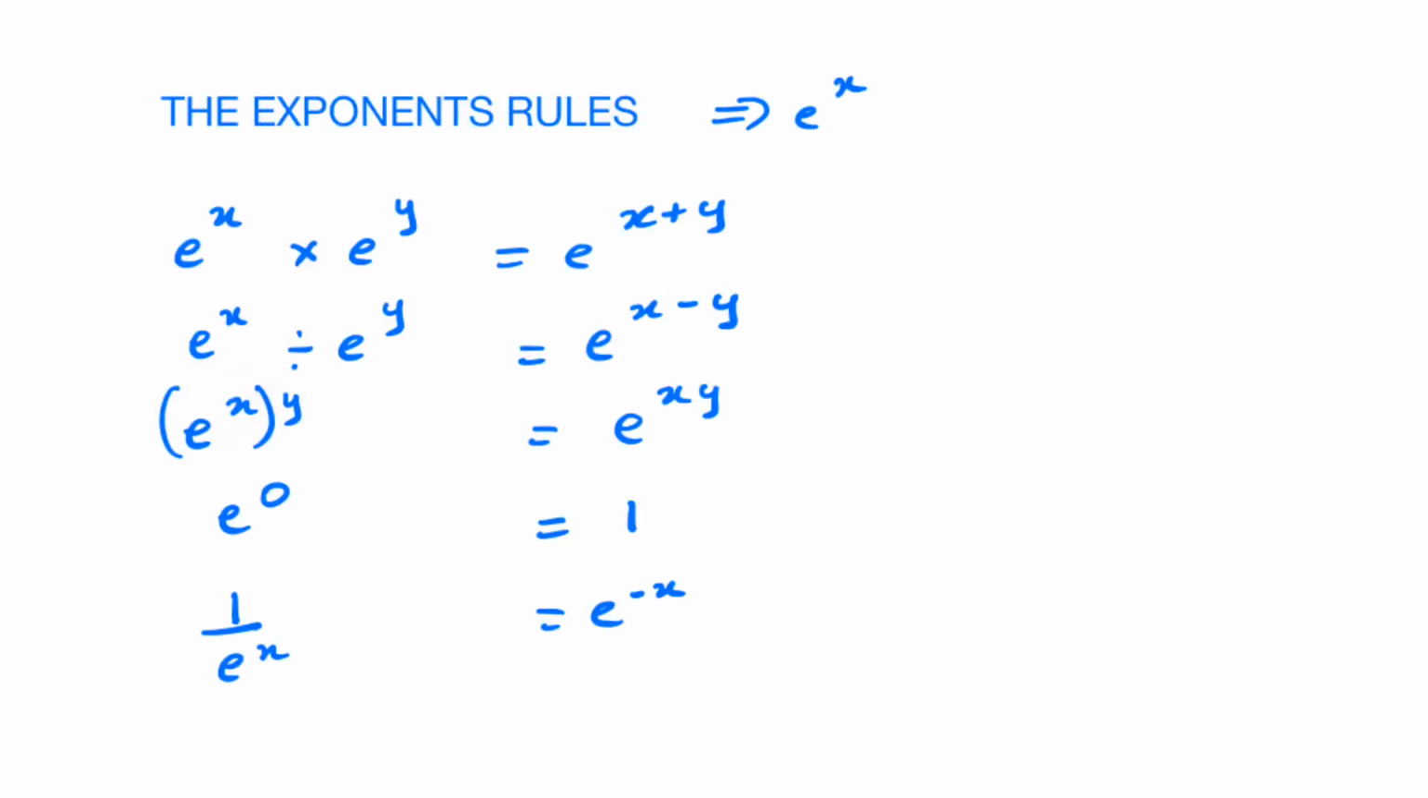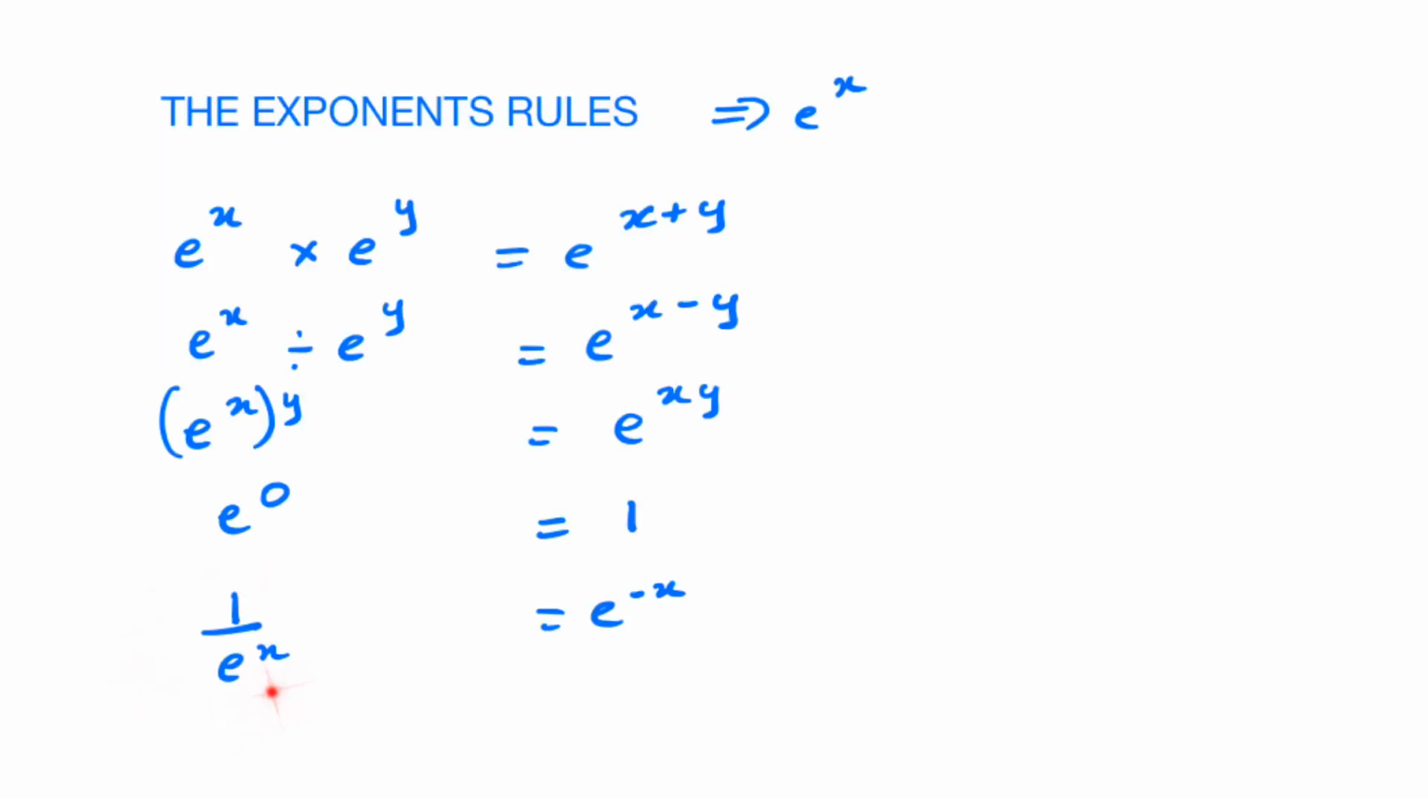In the brackets, if you have e to the power of x and there's a y outside, or any number, we multiply the powers. So x multiplied by y. The answer will be e to the power of x times y. E to the power of 0 is equal to 1. Anything to the power of 0 is equal to 1.